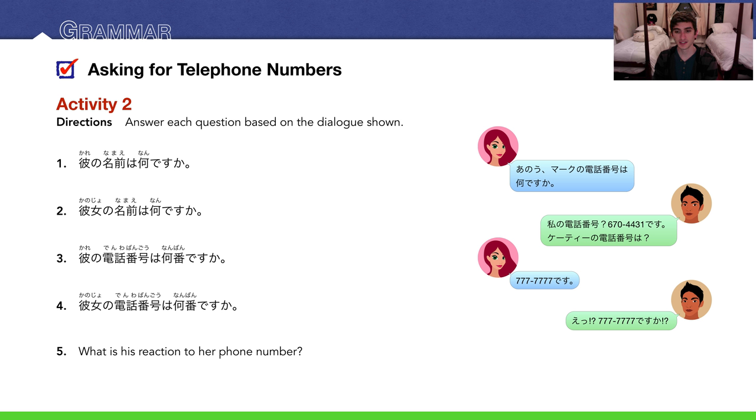And she says, ah, 777-777 desu. Mark replies, eh, 777-777 desu ka? So you can see the exclamation mark and question mark together. He's kind of surprised and startled. I would be too if a girl gave me that number. Maybe she doesn't want to give him her real number and that's a fake one. Anyways, let's answer the questions.